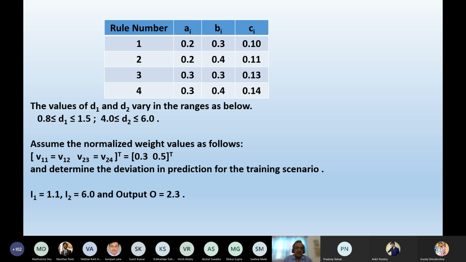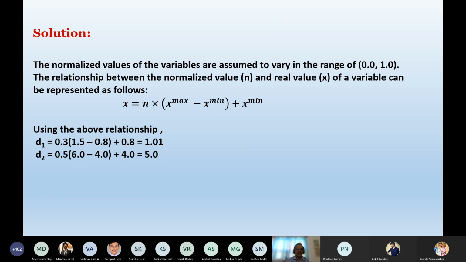Sorry. So the range for D1 and D2: D1 varies from 0.8 to 1.5, and D2 varies from 4 to 6. Now assume the normalized weight values as follows. We are going to consider V11 equals V12 equals 0.3, then V23 equals V24 is 0.5, and determine the deviation in prediction for the training scenario. So we are going to pass I1 equals 1.1, I2 equals 6.0, and the target output is 2.3. Let us see how to find out the deviation in prediction.